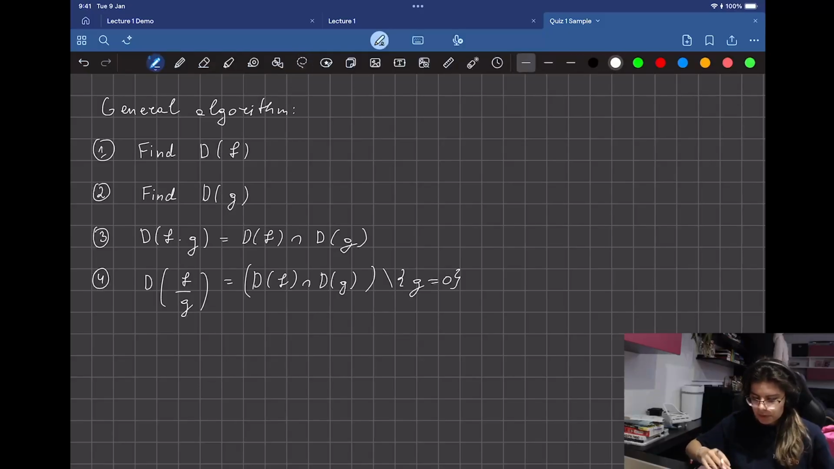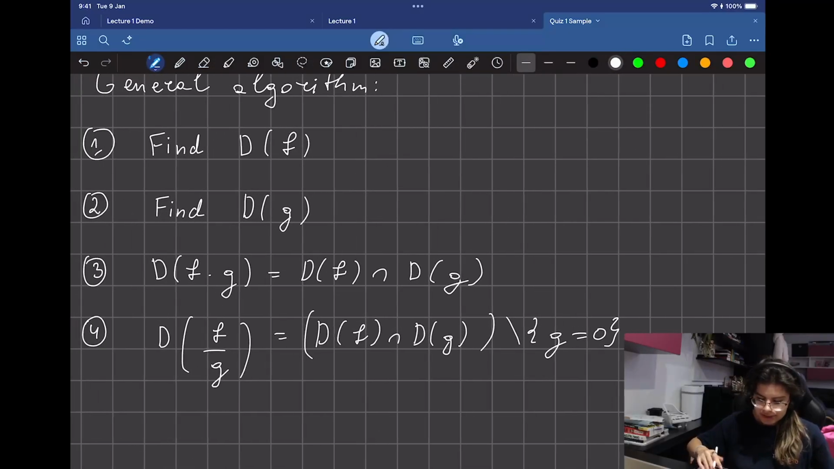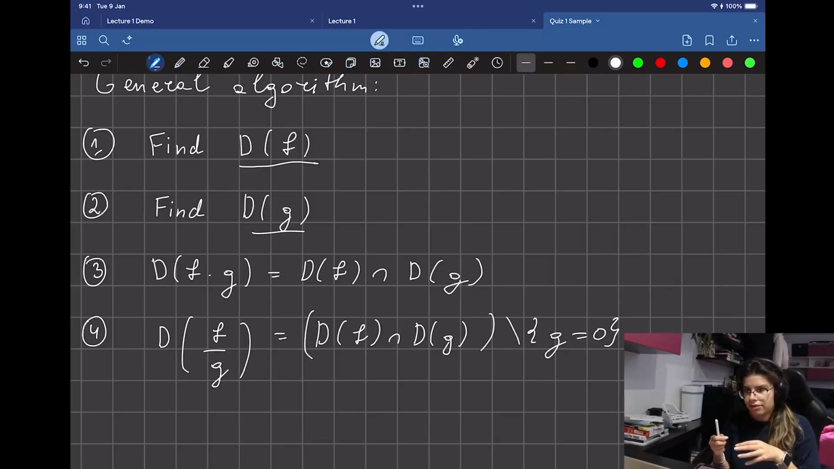So for the first problem, you have to complete four basic steps. First one is basically you're going to be given two functions, right? And then you're going to have to combine them in some particular way. So the first two steps are to define the domain of f and domain of g separately, right? So you take these two functions, you simplify if you can, and then you find the domain of each one separately.